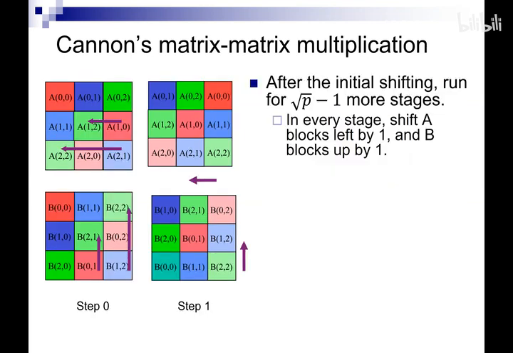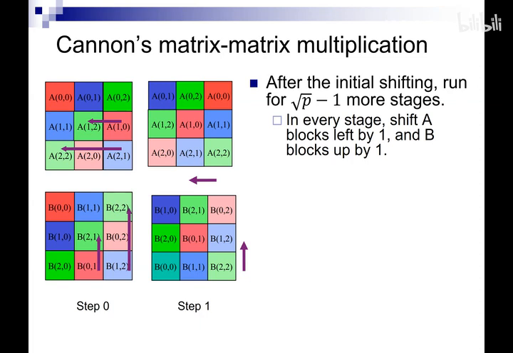All right, so next, but now they've only got part of the overall output, so now they want to compute more of the output. This is the situation after the initial shifting: the processes have these parts of A and these parts of B. Next we're going to shift again.